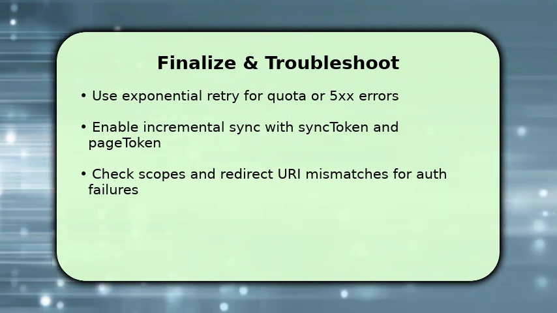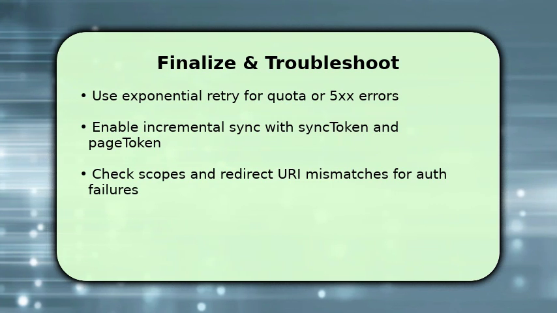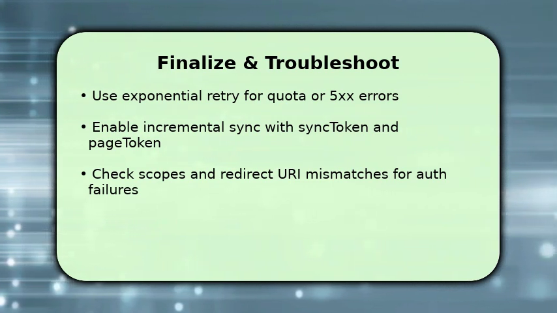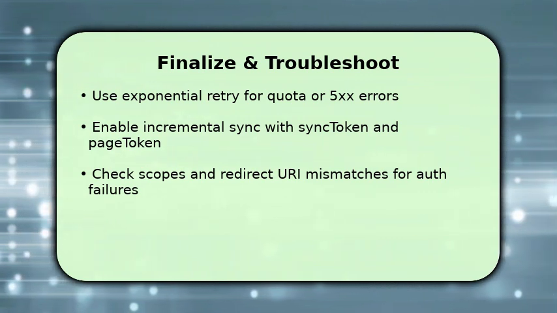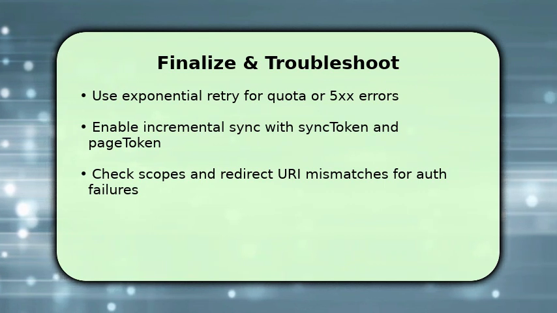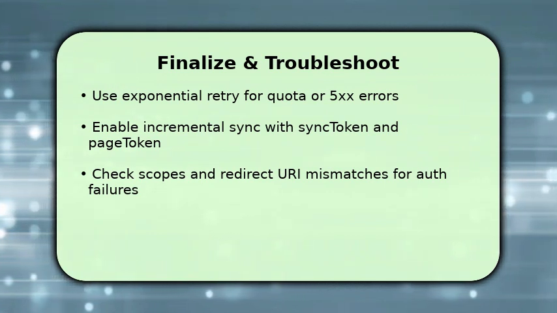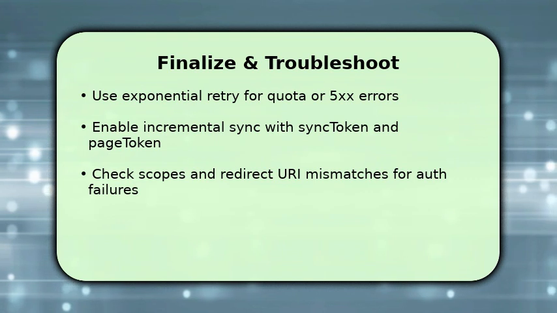If something breaks, the most common issue is mismatched OAuth redirect URIs or missing calendar scopes. Recheck the consent screen and client settings. Finally, monitor quota and enable exponential backoff for 429 or 5xx responses.